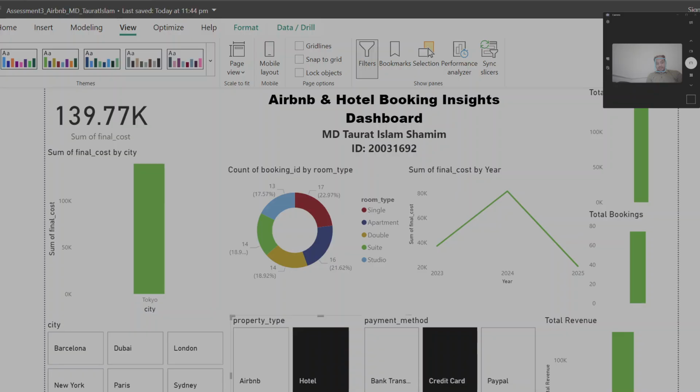Overall, the project shows how Power BI can take a simple data set and turn it into insight that can guide business decisions.